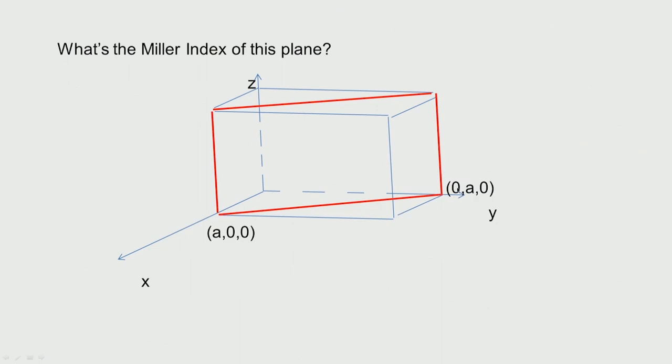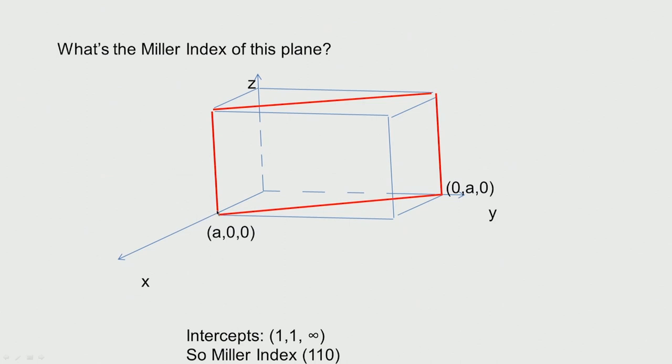So, 0 means no x, it is not cutting the x axis, A means it is cutting the y axis at A, 0 means it is not cutting the z axis. Now, I want to know what is the Miller index of this particular plane. It is cutting the x axis at 1, it is cutting the y axis at 1, then z axis is not cutting. So, we take reciprocal. So, the Miller index of this will be 1, 1, 0, understand?